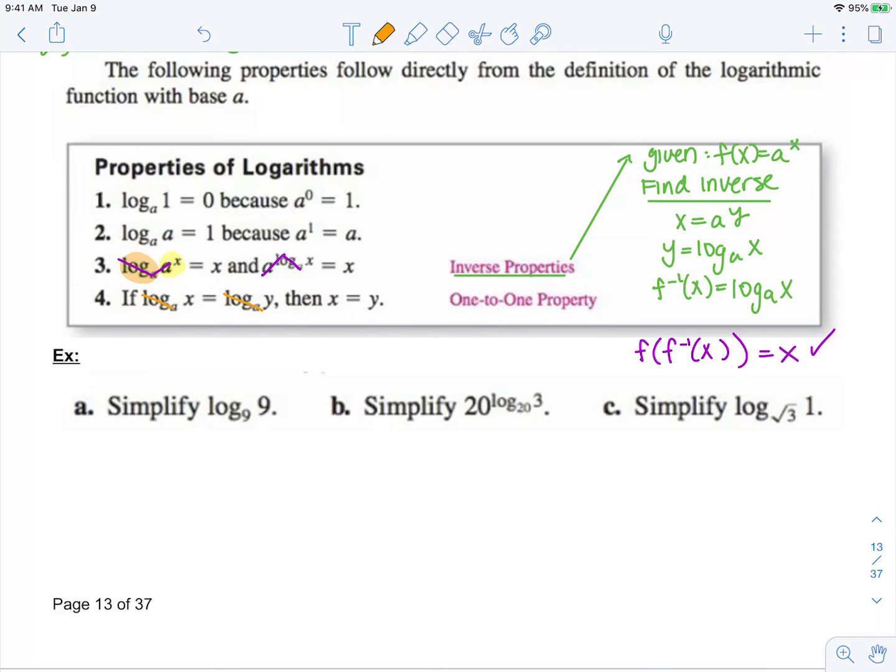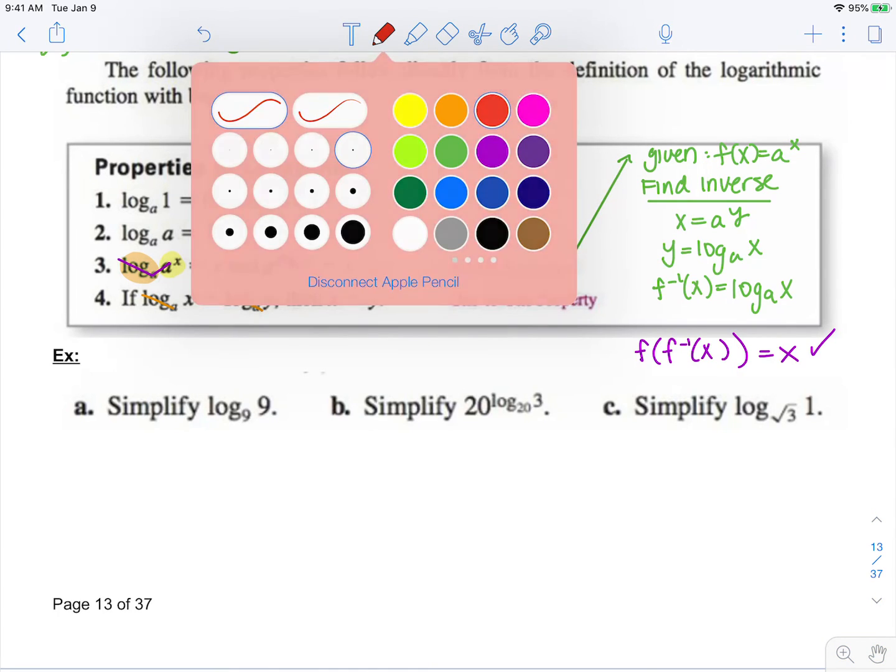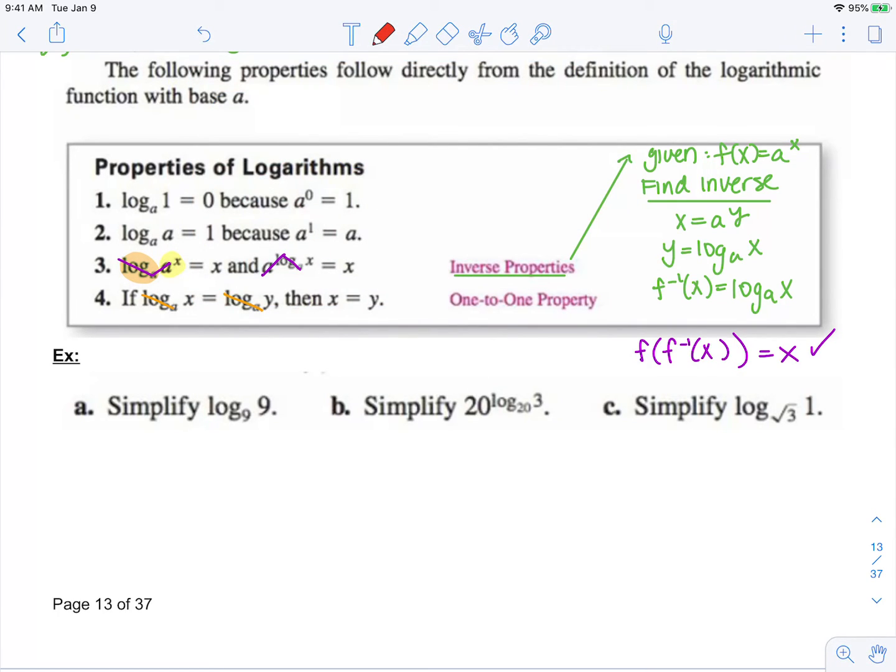So let's take that to simplify a, b, and c. So I have log base 9 of 9. Well, I know that this is going to equal 1 because 9 to the first power equals 9. Now, part B is using that inverse property where 20 to the log base 20 of 3 is going to cancel out and just leave an answer of 3.